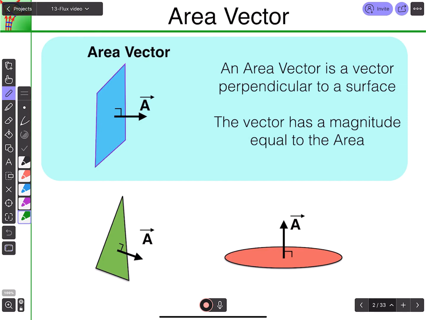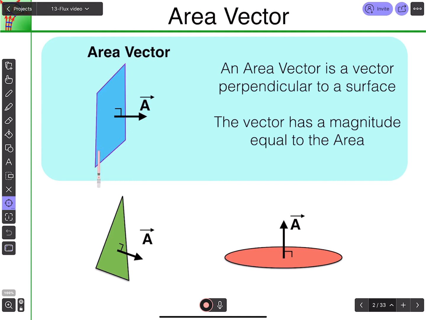We're going to start by defining something we call the area vector. An area vector is a vector that's associated with a surface. For example, for this blue square here, we're going to associate an area vector with it, and that helps us define certain properties of the area. The area vector, by definition, is perpendicular to the surface.